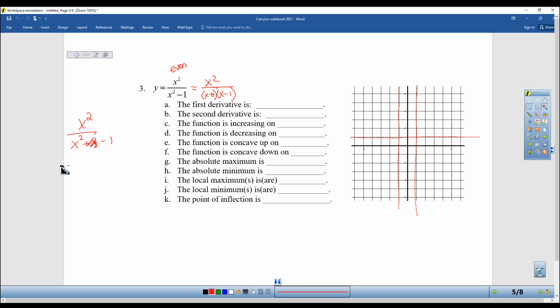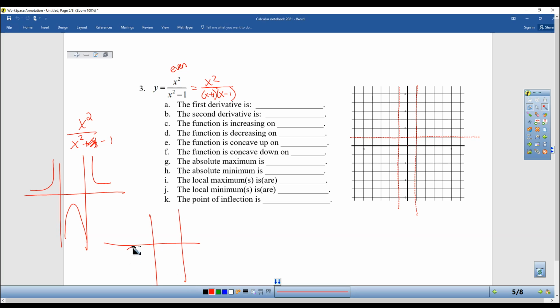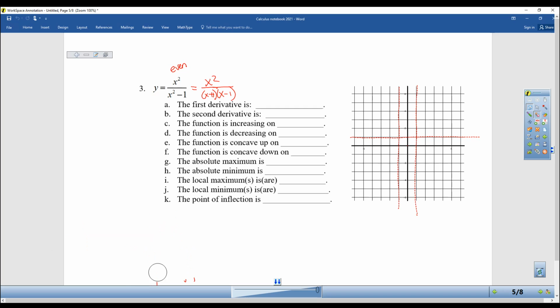So if the graph is even, then that rules out this concept. It has to either be this to be even or this to be even. So this is great. I already know so much about this graph from pre-calculus. Calculus is not even important yet.